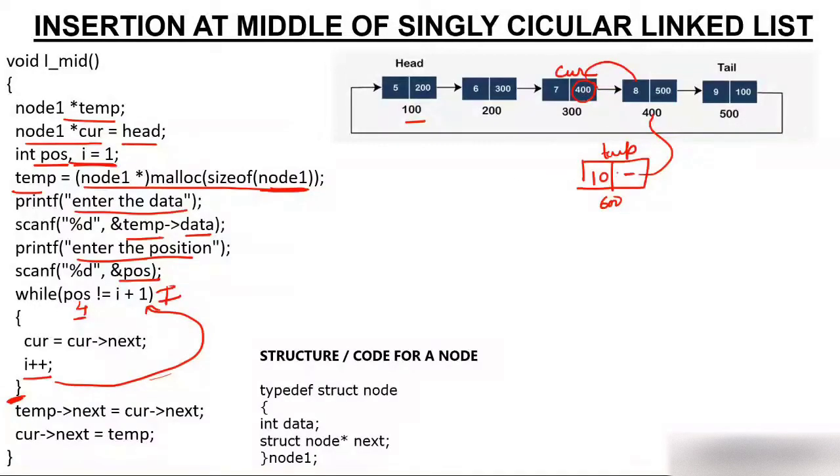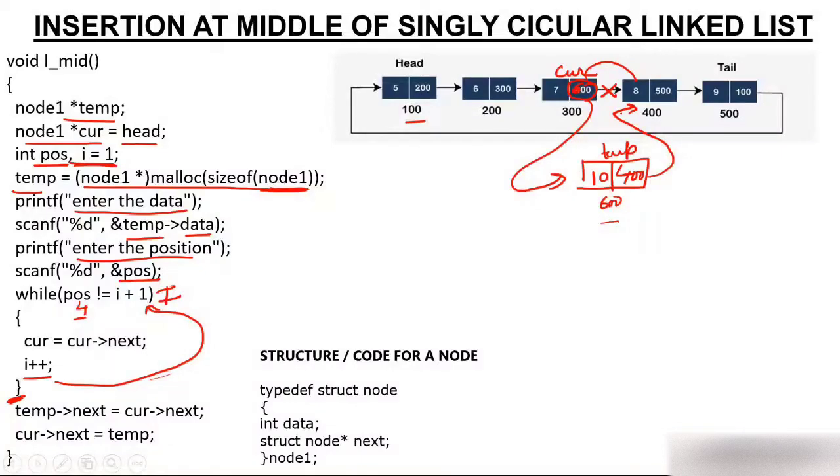What is current next? 400. So what will come over here? 400. So this node will start pointing to this node. Currently, both these nodes are pointing to the same node, but current will have to point to this. So what will happen? Current next will have temp. What is there in temp? 600. So what will come here? 600. So this connectivity will get broken, and finally this node will come in between.